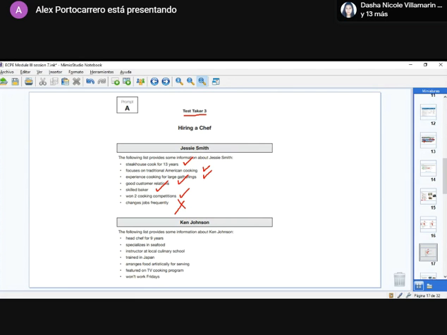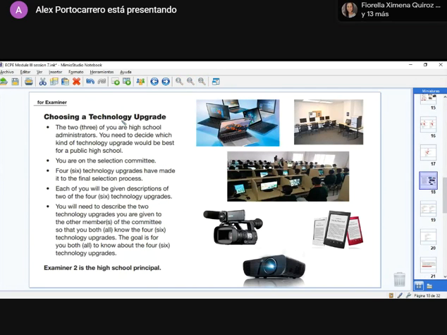Now, it can be 6 different people, or it can be six different, I don't know, technology upgrades, right? It says, once again, the same instructions. The 3 of you are high school administrators, in this case, not restaurant managers, but high school administrators. You need to decide which kind of technology upgrade would be best for a public high school. You are on the selection committee. 6 technology upgrades have made it to the final selection process.